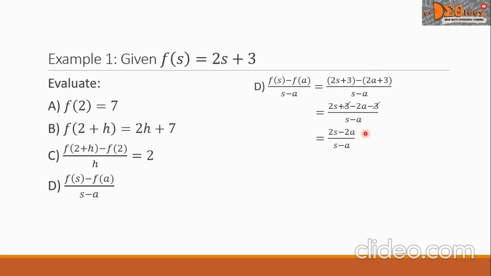In the numerator, there is a common factor which is 2, and we can factor it out. So the number 2 is factored out, then multiplied by the s minus a. This s minus a has a counterpart in the denominator, which is s minus a also. It means we can cancel the s minus a and the s minus a in the denominator respectively. So the final answer is 2.